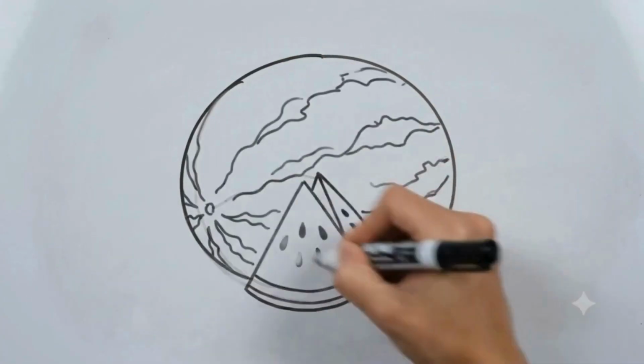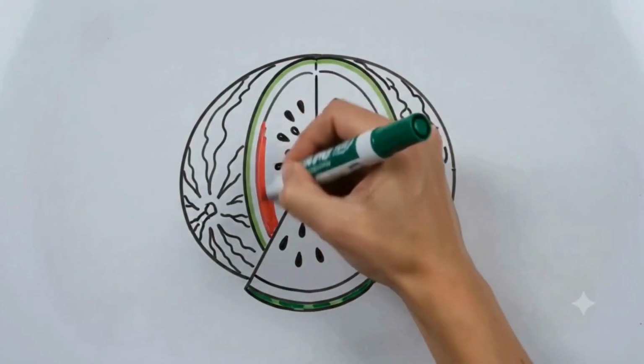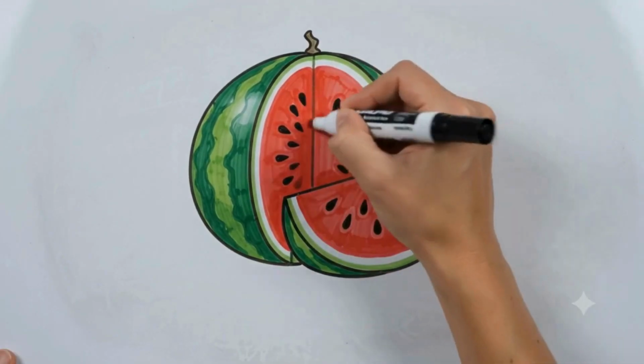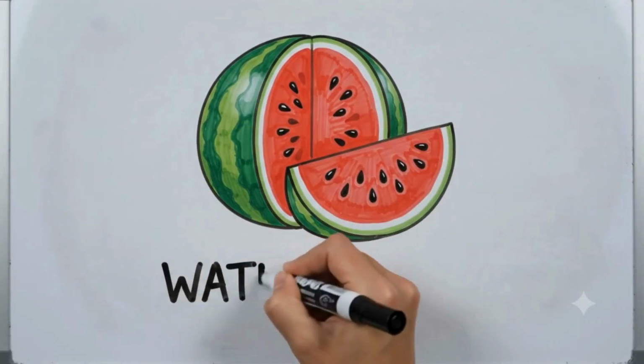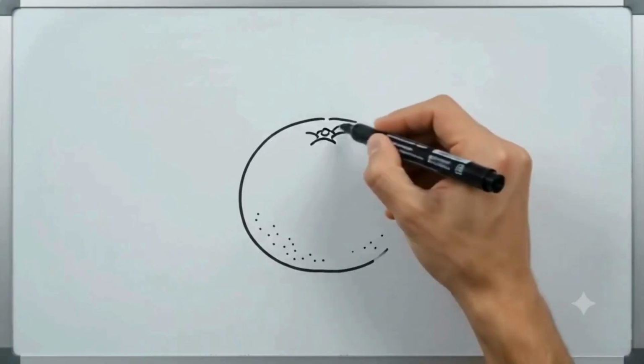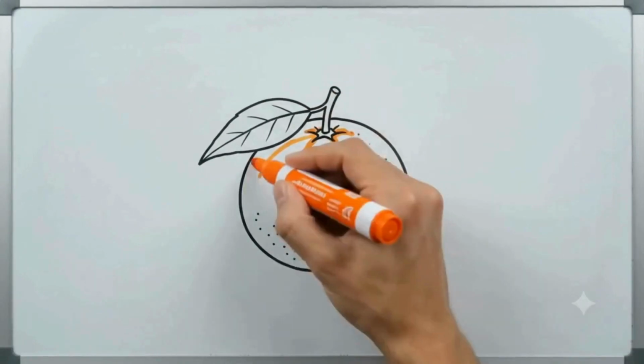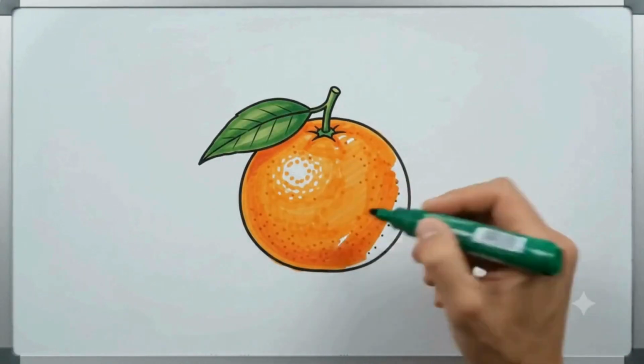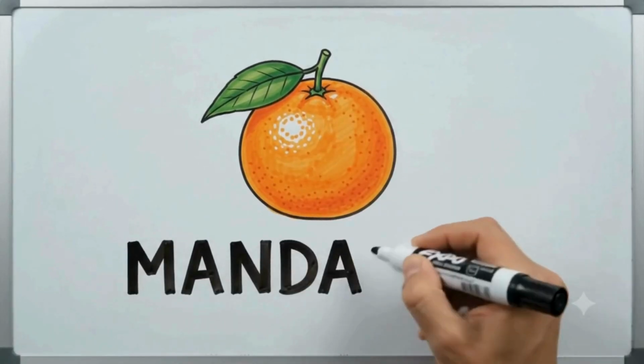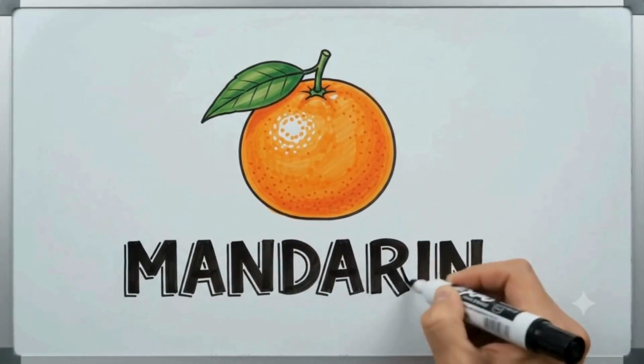Watermelon is green and red in color. Mandarin is orange in color.